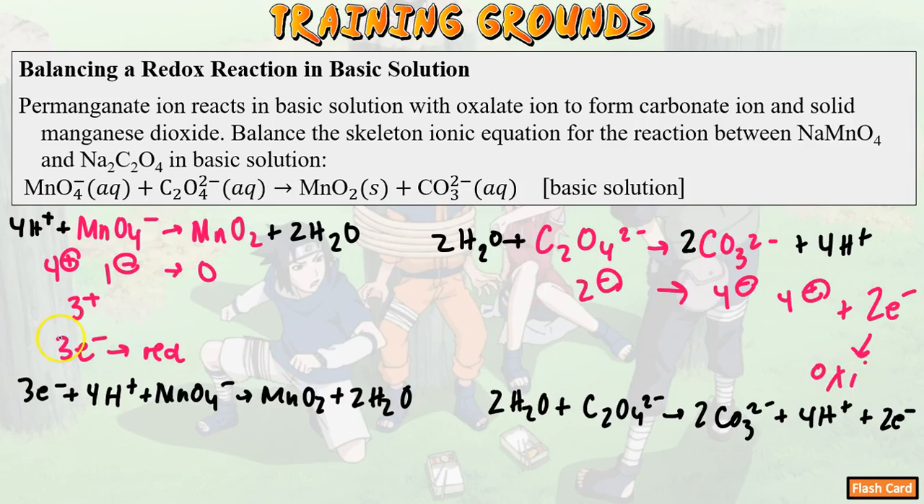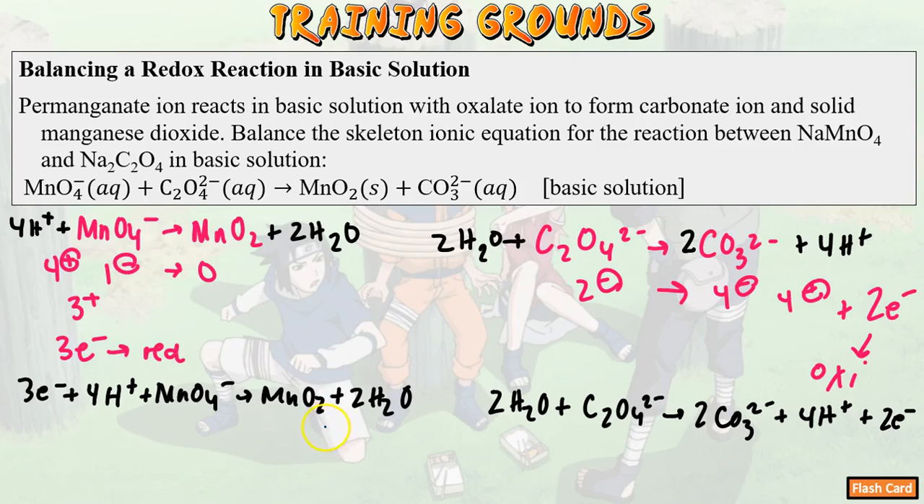Now that our charge is balanced and everything else is balanced, we can just go ahead and rewrite our half reactions for reduction as 3 electrons plus 4H+ plus MnO4- on the reactant side is going to produce MnO2 plus 2H2O for the product. And then for the oxidation half reaction, we have 2H2O plus C2O4 2- is going to produce 2CO3 2- plus 4H+ plus 2 electrons.